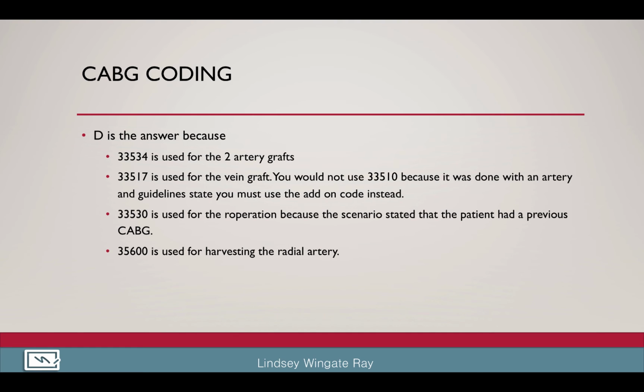They also named the arteries that were harvested. And we can't code any of them except for the radial artery because it was in the arm, and remember that was a tricky guideline, so we could have coded 35600. So your answer should have been D.